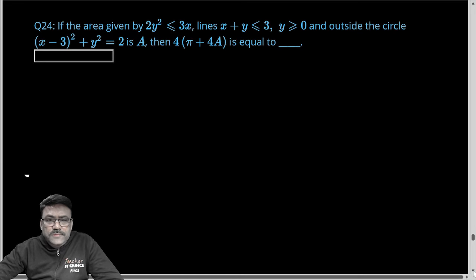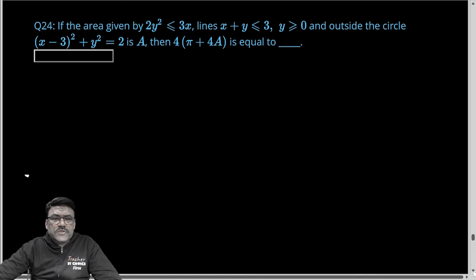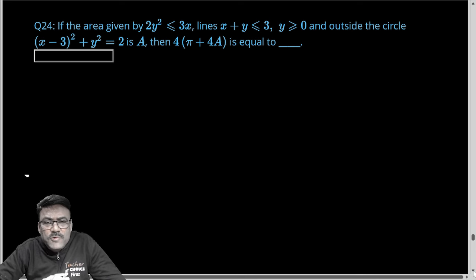Let's see this question. The question is based on area. You have to find the area given by these inequalities: 2y square less than or equal to 3x, x plus y less than or equal to 3, y greater than or equal to 0, but outside this circle.